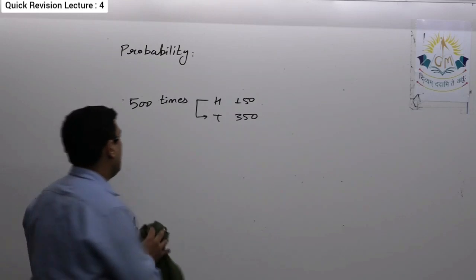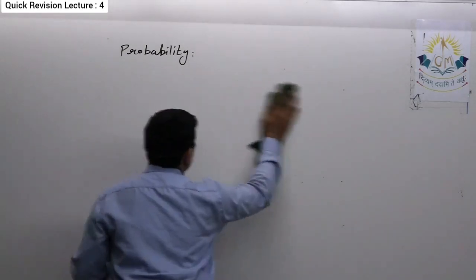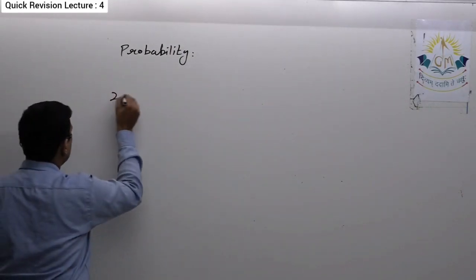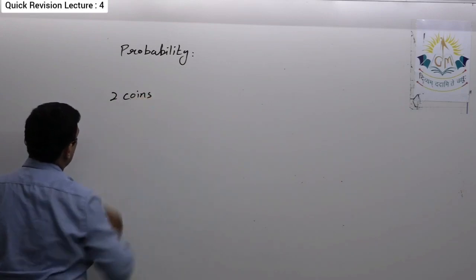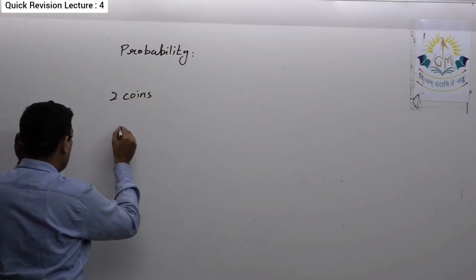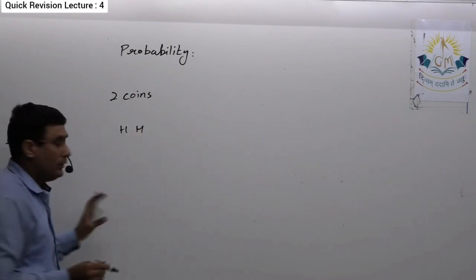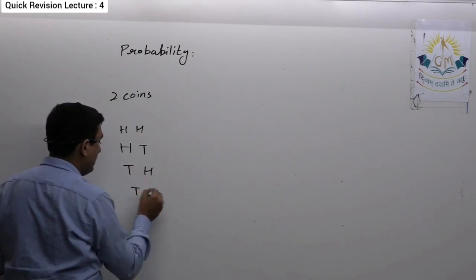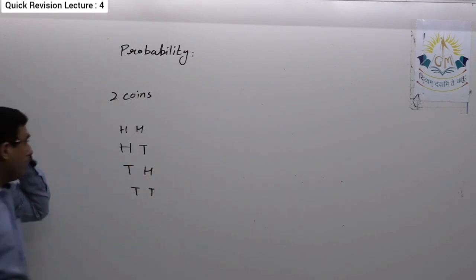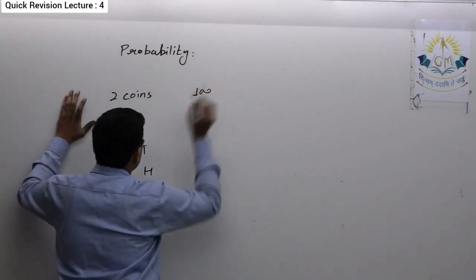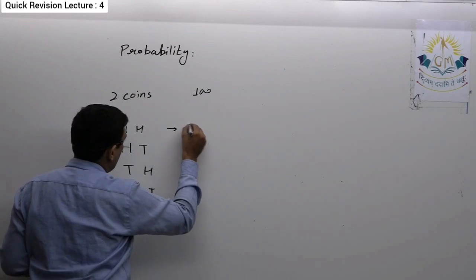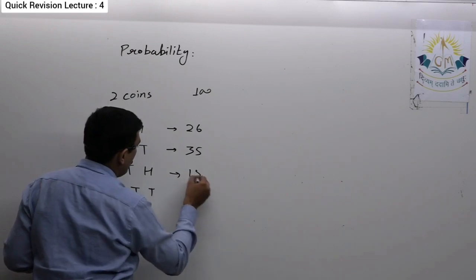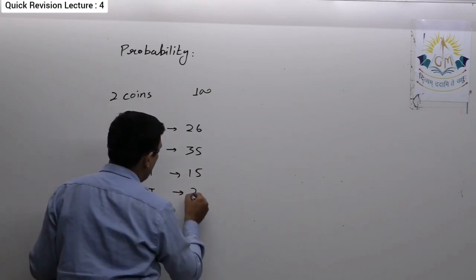Next thing that I will discuss: suppose two coins are tossed simultaneously. Definitely the possible outcomes are that you will get head on both, head on first and tail on second, tail on first and head on second, and tail on both. These are the possible outcomes. Now suppose two coins are tossed 100 times. Here I got two heads, suppose 26 times, this I got 35 times, this 15 times, and this 24 times.